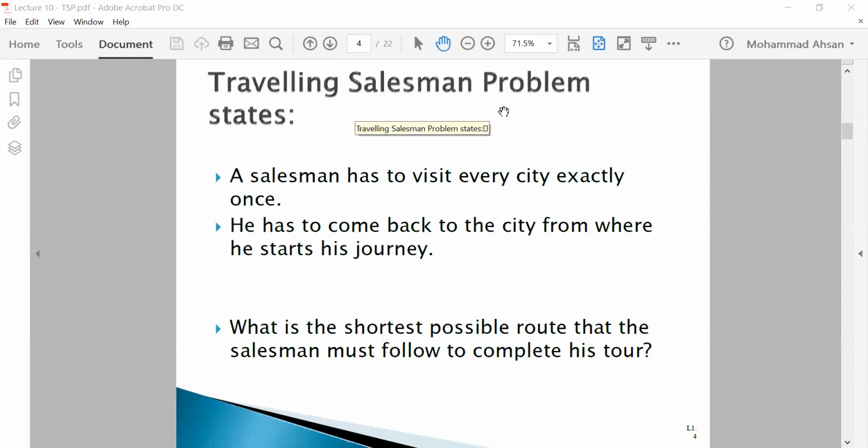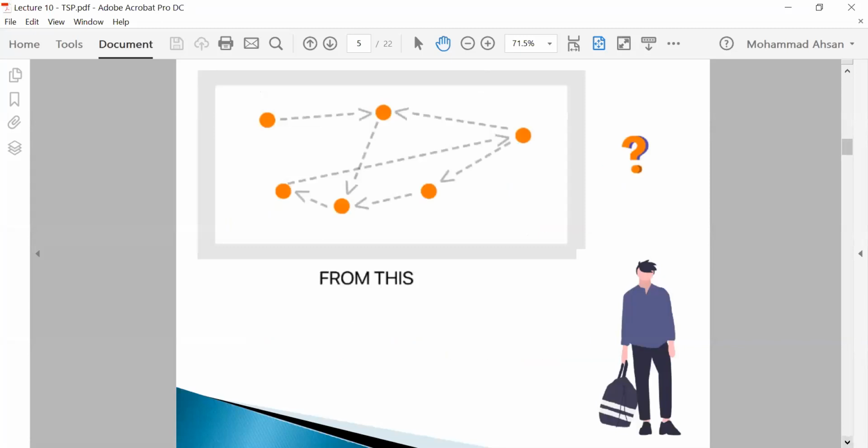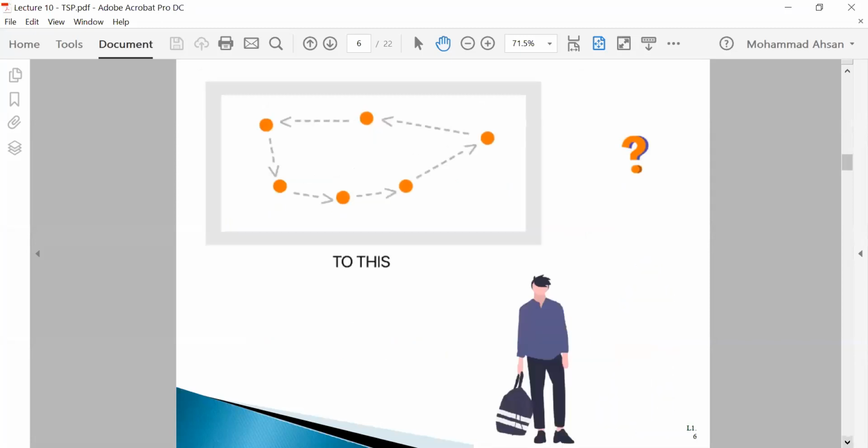Okay, so when you start at one, you can visit in any order and then come back to one. So which one will you select?